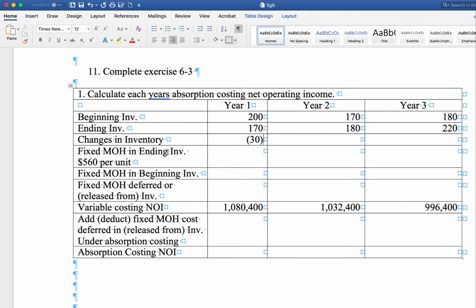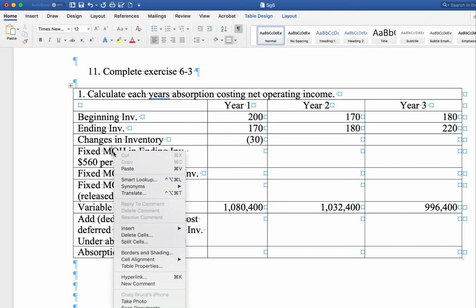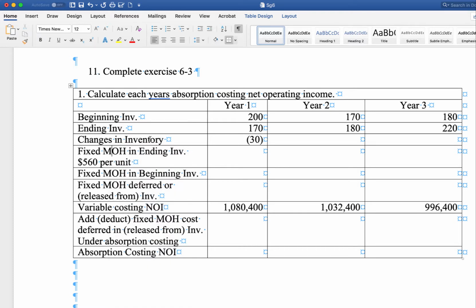If you look at your study guide, it's probably different than mine, because as I created it I started punching in some numbers and recognized that I made a mistake. So what I want you to do in your fixed MOH in ending inventory, I want you to go into that box, right click and put insert row above. Once you do that, you should have a blank row right here. Mine says changes in inventory. Type in changes in inventory and then we'll talk about the rest of this.